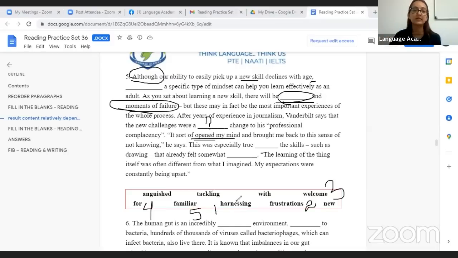Right? Any other doubt in this question, anybody? All good?